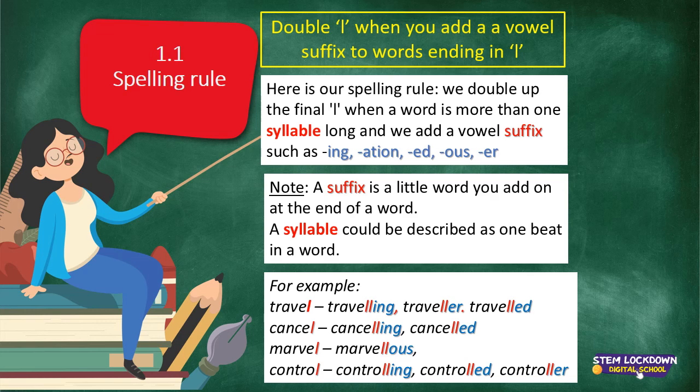Marvel. If you wanted to add more to the word marvel, you would double that L at the end. Marvellous. And control. If you wanted to add ing or ed, you'd have to double that L. Do you see, it's not so complicated really. You just have to know that your word ends with L. It's got 2 syllables, travel, cancel, marvel, control, and that the piece you want to add on at the end, the suffix, starts with a vowel. And then you know you've got to double that L. Got it? Great.